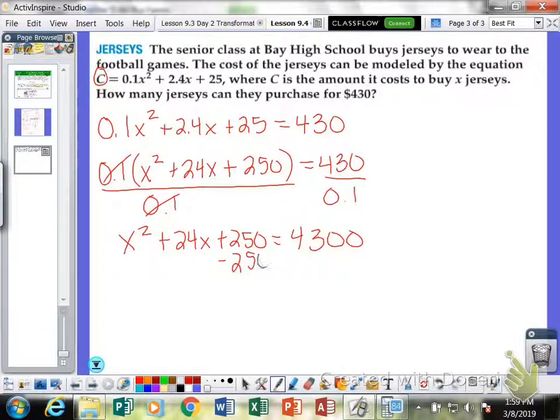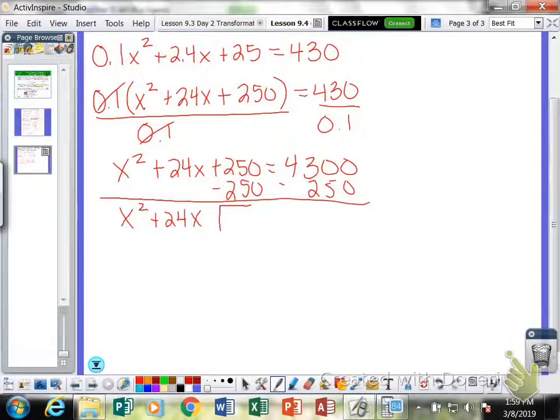I subtract 250. I get x squared plus 24x, and then remember, I want to leave this blank, put a box here just so I remember, and that's going to equal 4,300 minus 250. That's going to be 4,050.